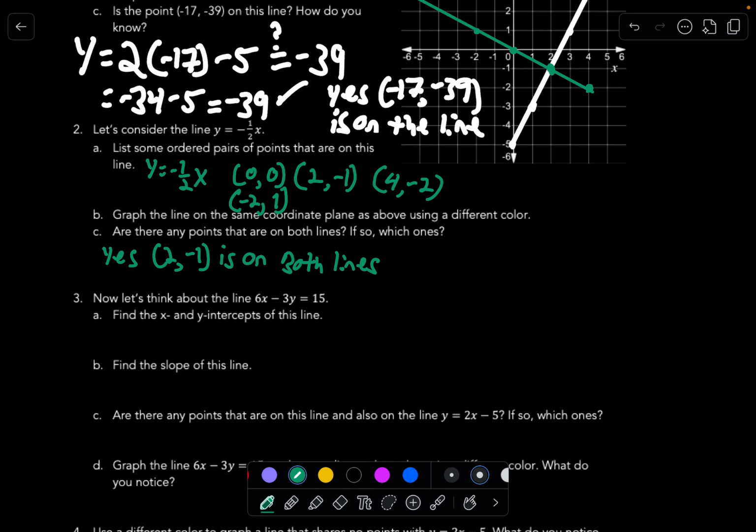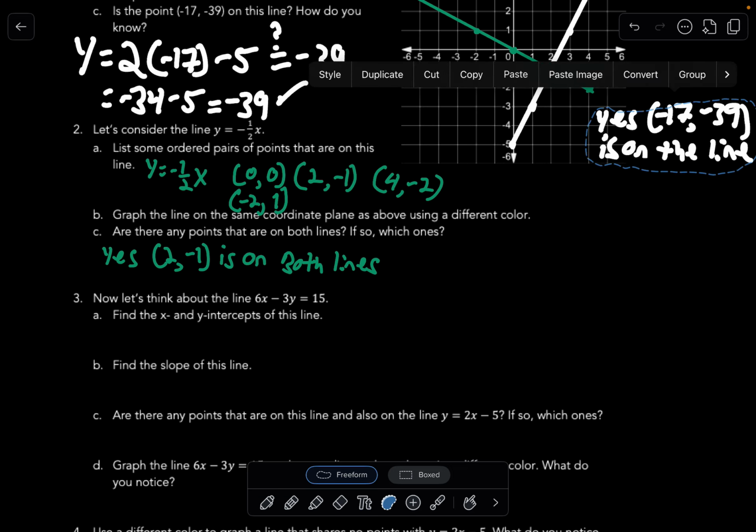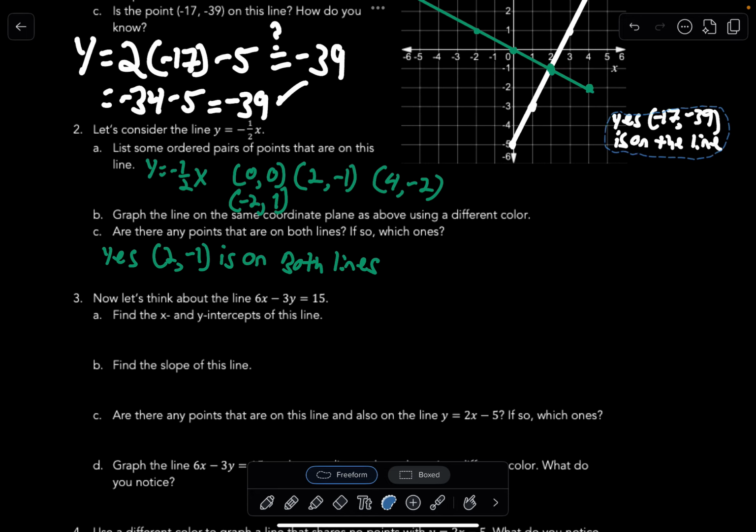Now, let's think about the line 6x minus 3y equals 15. One thing I do know, this little bit that's on top of the grid is going to have to be moved because it's just going to be in the way. So I'm going to move it over there, just so that we have space, because they're going to ask you to graph this, I'm sure.